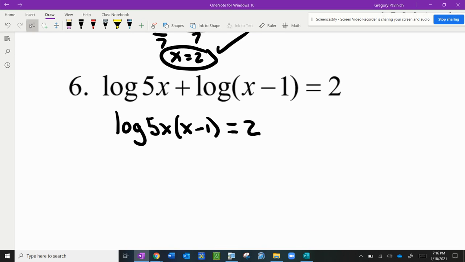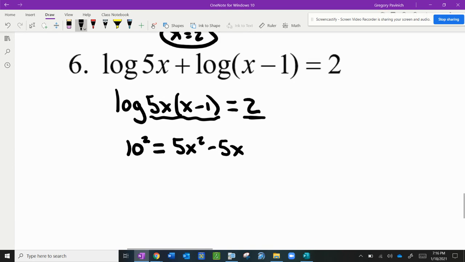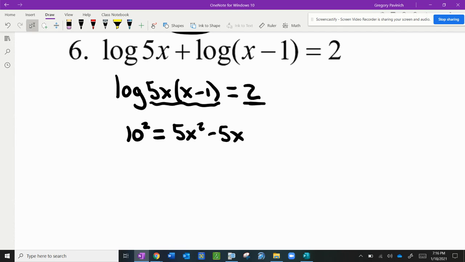And now I'm ready to convert. This is a log with a hidden base of 10. The input is the output of the exponential. The log is outputting 2. And the output of the exponential is what the log's input is, which is 5x. I'm just going to go ahead and multiply that. 5x squared minus 5x. Speaking of a quadratic trinomial, here we go. I'm going to subtract this 100 over to the right side because 10 squared is 100.